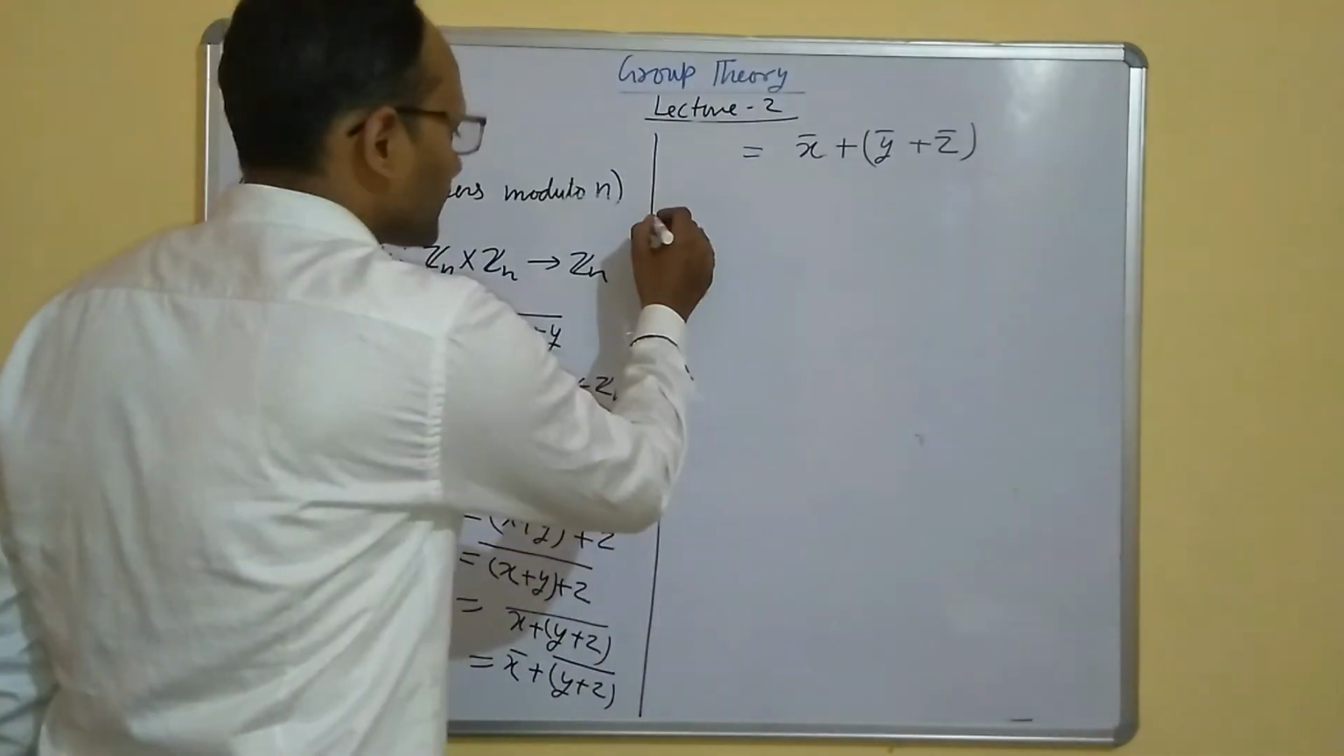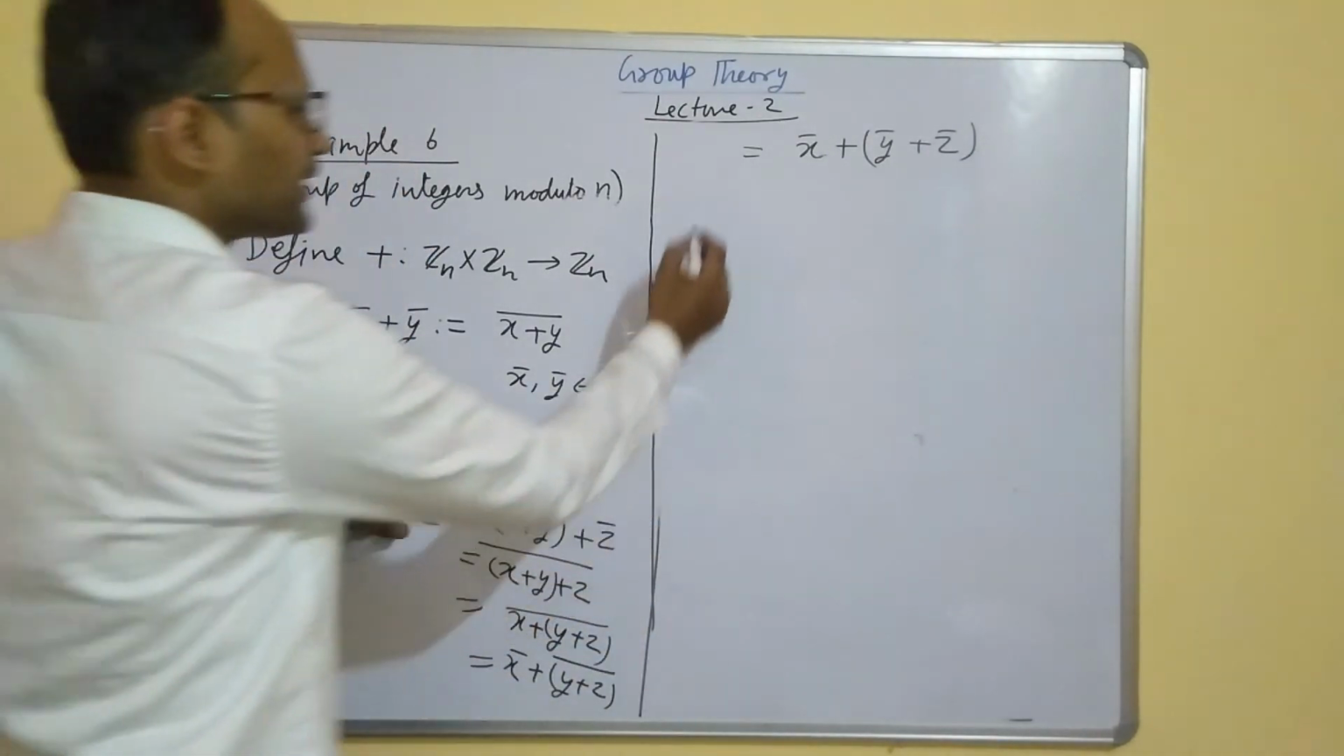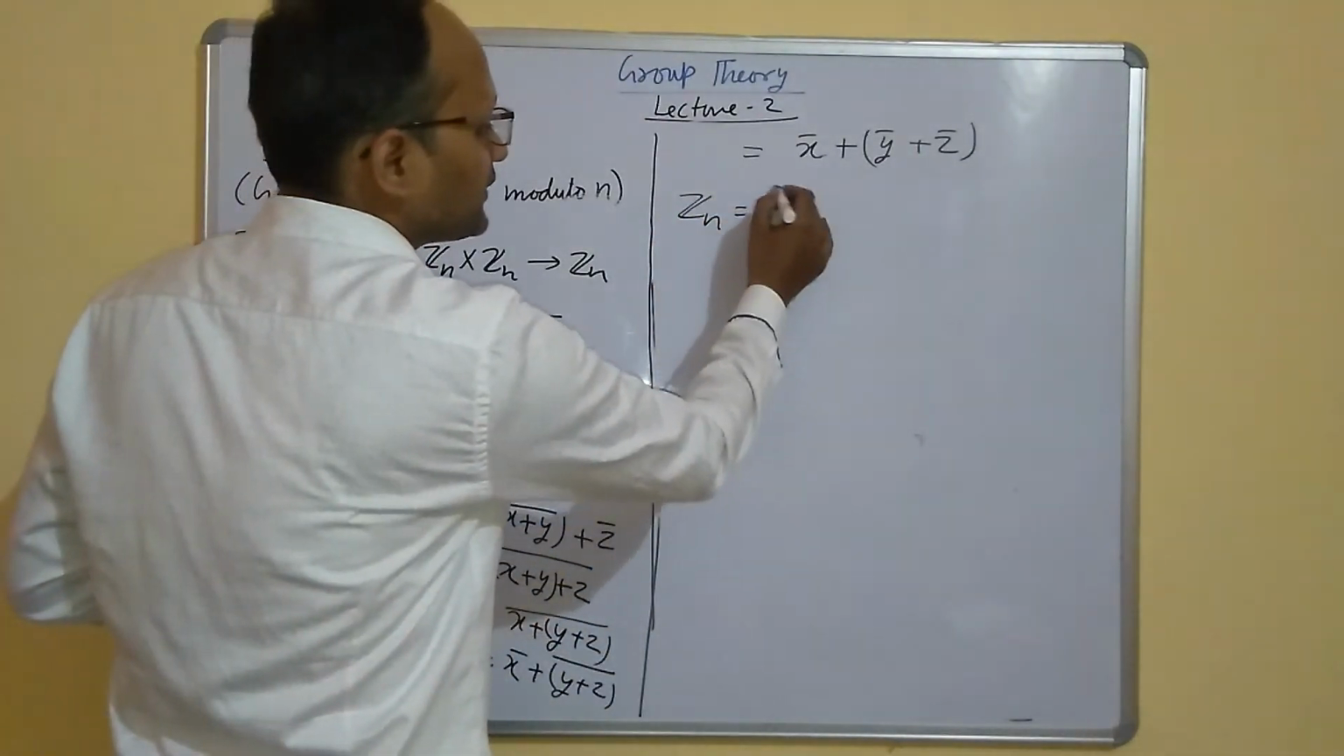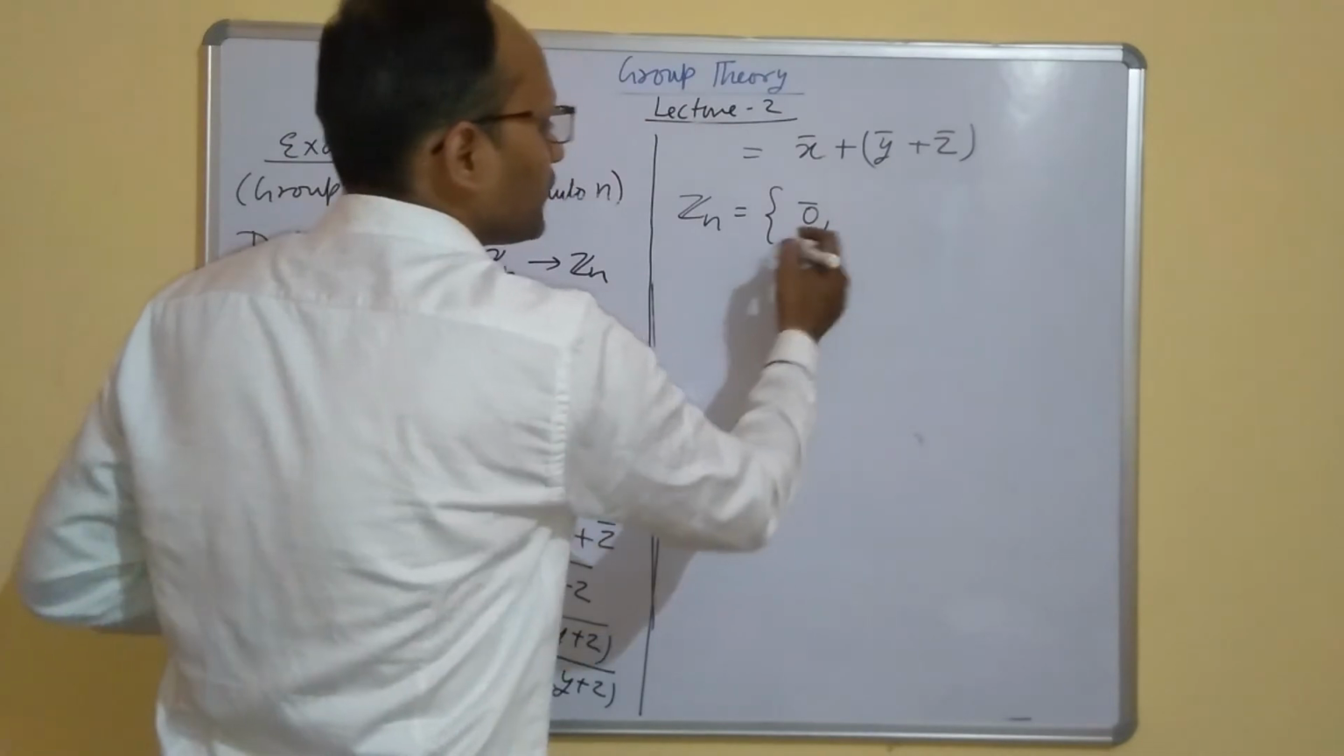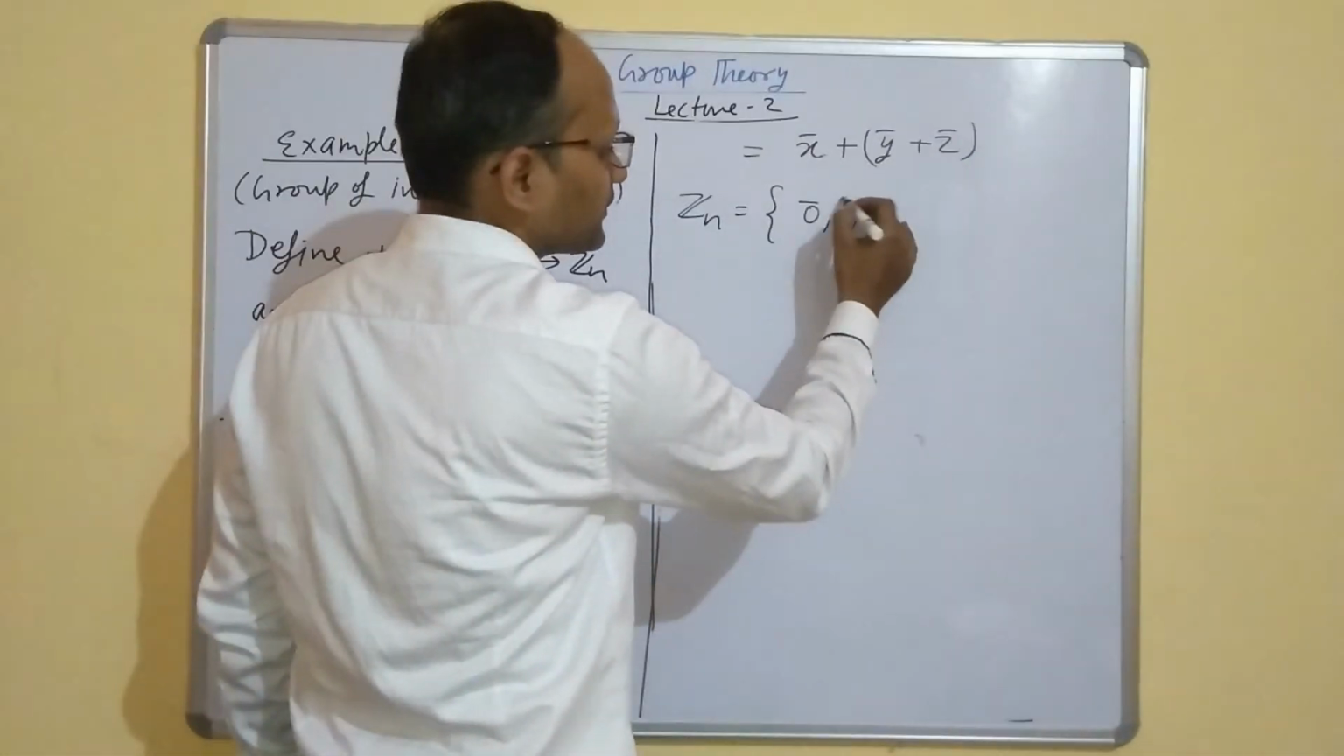Now, as we know, in Zn there is one number 0 bar.